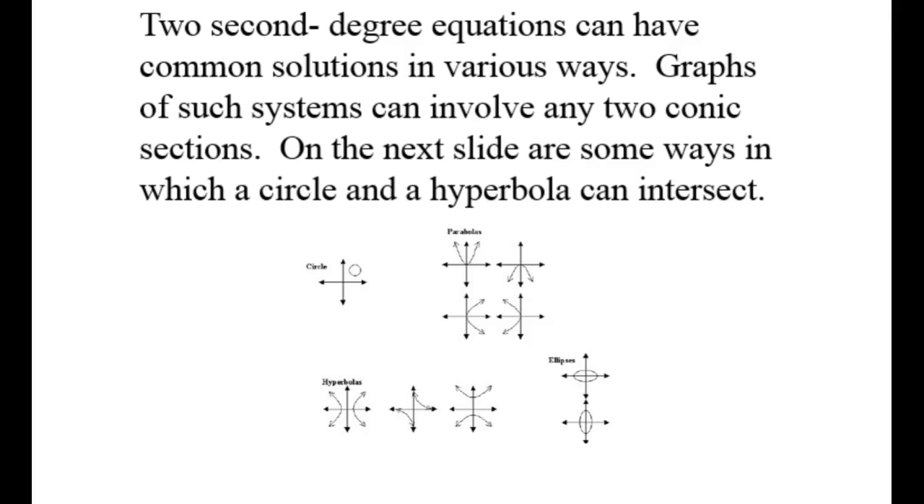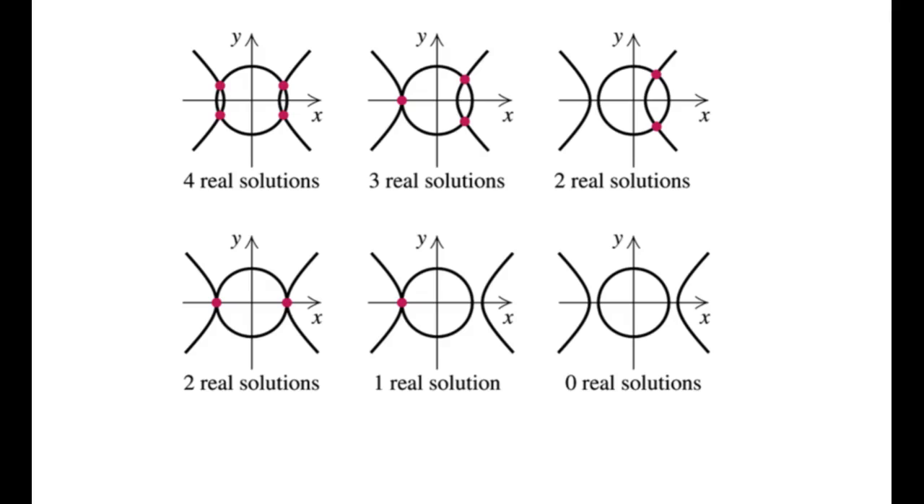So again, we have all sorts of different types of conic functions that could intersect each other. Here are some common ways that it could intersect: 4 solutions, 3 solutions, 2 solutions. Here's another 2 solution scenario where it could just be the vertices, 1 solution or no solutions.